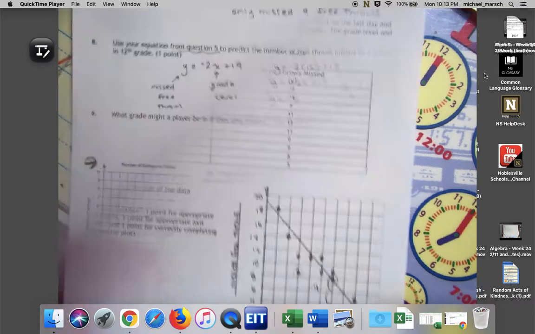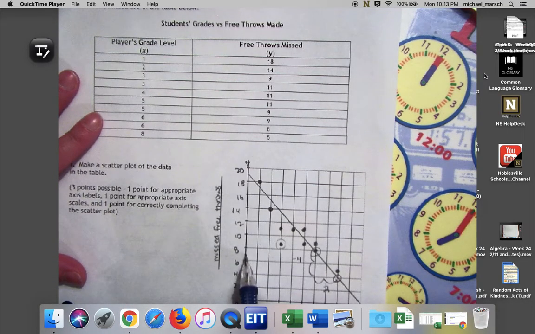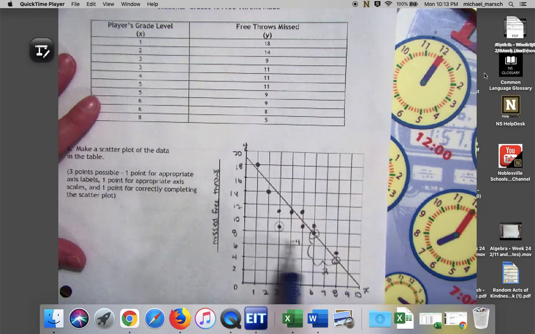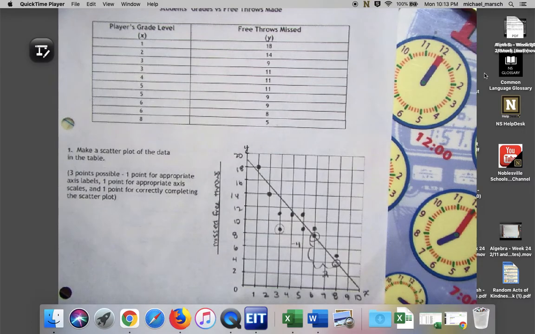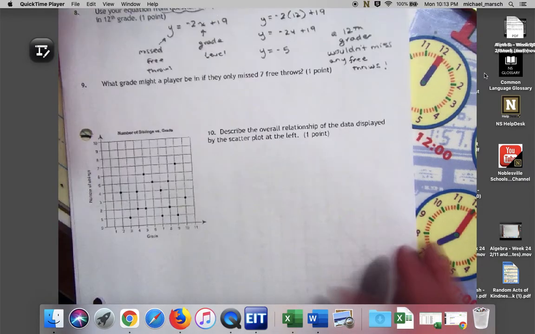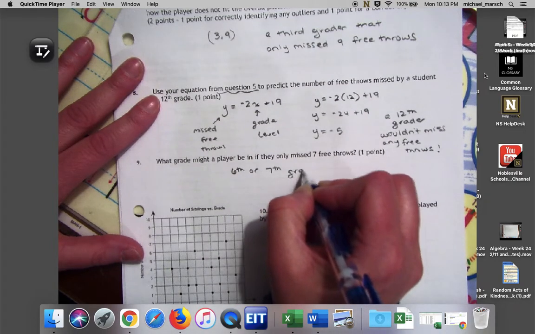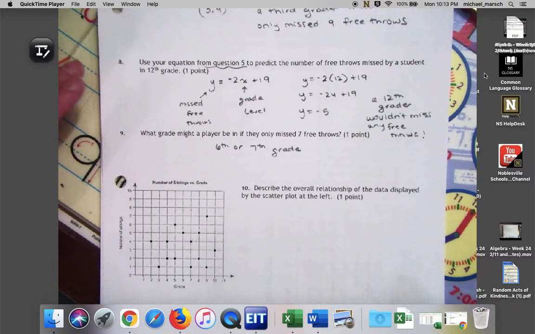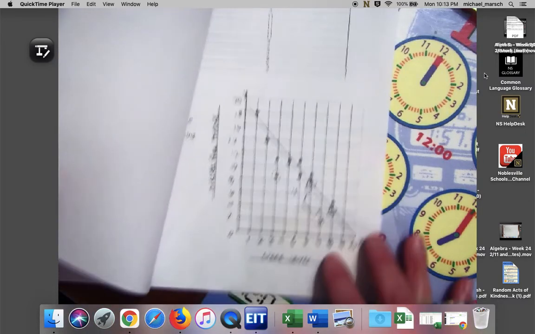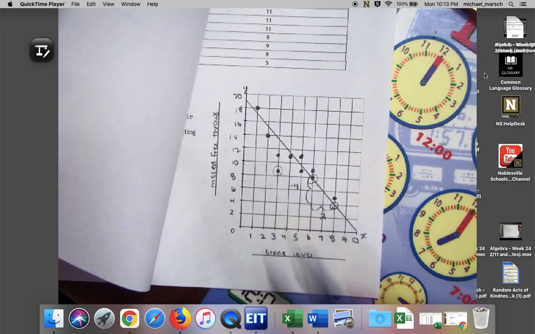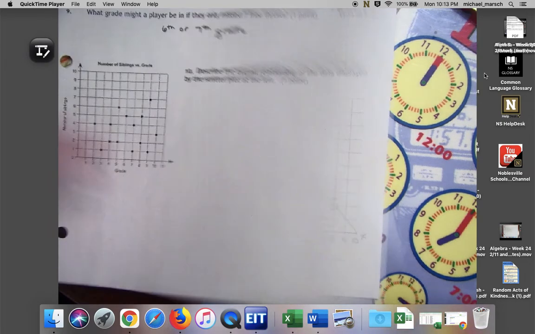Okay. What grade might a player be in if they only missed 7 free throws? So I'm going to go back to my graph, and I'm going to go up to where 7 free throws would be. And I'm going to go over to my line, and it's right between like 6th and 7th grade, right? This is where 7 free throws would be. So I'm going to say 6th or 7th grade is my answer. Now, remember, if your line actually goes exactly to one of those grade levels, you only have to put one of them, right? They should be close, but for our two trend lines to be identical, that's not realistic. So just go off of what you have, and you guys know I'll grade you fairly.